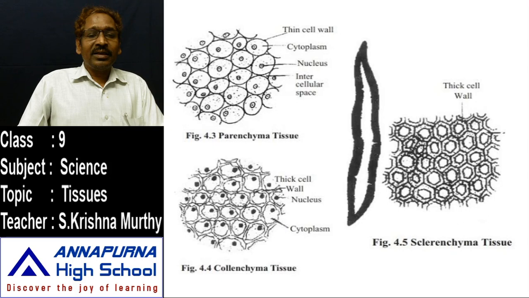And inside, when we observe the cell structure, a very small nucleus is there, a large vacuole will be there, and very little cytoplasm is there, but it occupies more intercellular space. Here most of these cells are living cells, and somewhere maybe dead cells are there. And another simple permanent tissue, collenchyma tissue.